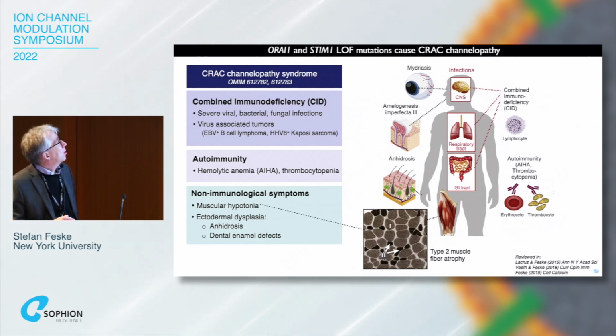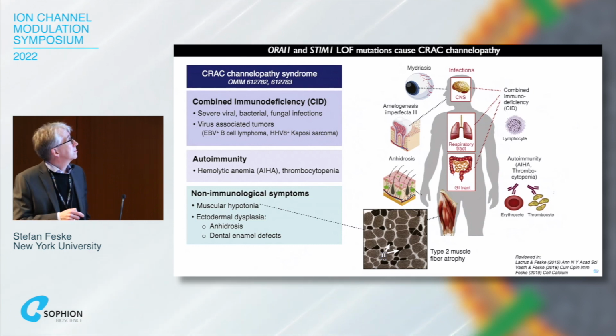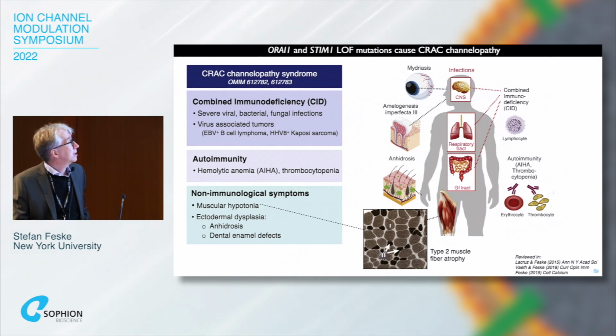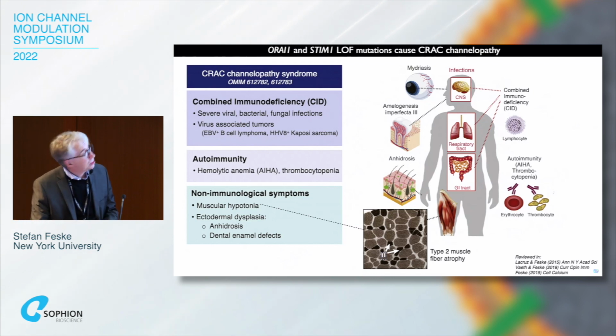They also develop autoimmunity. They have autoantibodies against red blood cells and platelets, and they have non-immunological symptoms, muscular hypotonia that's associated with type 2 muscle fiber atrophy, and they have what's called ectodermal dysplasia. And I just want to show you 2 slides on that.